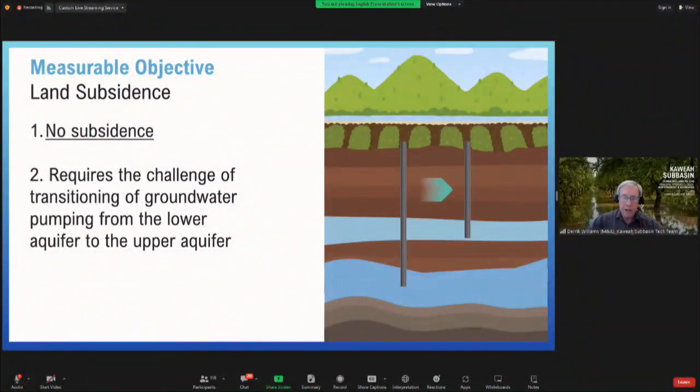The measurable objective, remember what Abhishek said, this is the goal that we're shooting for, and our measurable objective is no subsidence. Now that will be difficult to achieve, but it has to be our goal. The GSAs, as they collect more data and do more analysis, will always be looking for how do we minimize the subsidence? How do we get to zero subsidence if possible? It might not be possible, but it is the goal and the commitment the GSAs have made.